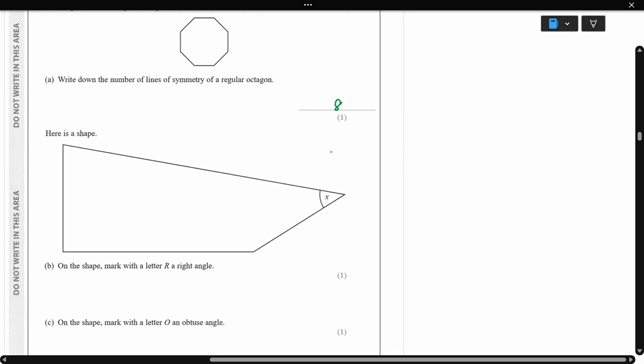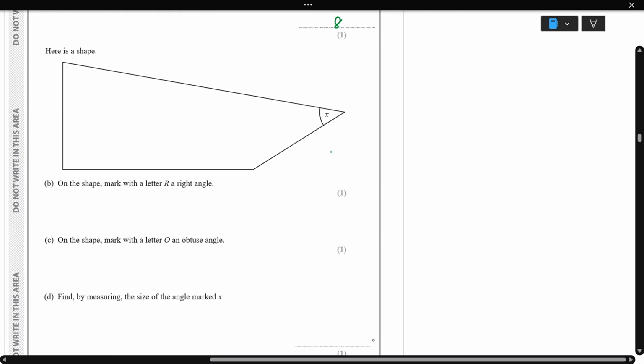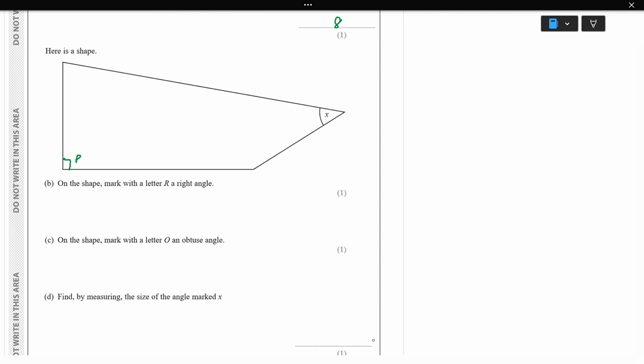Next, here is a shape. On the shape, mark with the letter R a right angle. So right angle, we know this is a right angle here. So this is going to be R. Okay, so yeah, R is going to be the right angle. So we'll mark outside, but still okay.